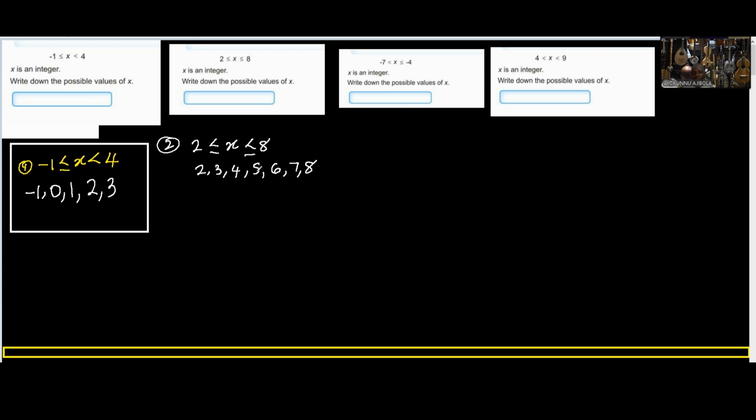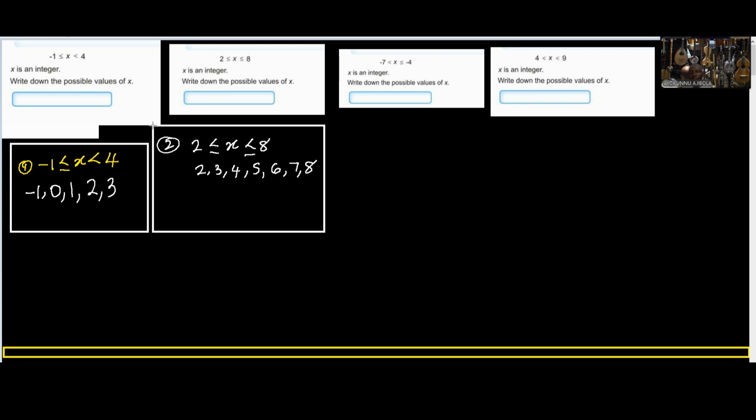Is that clear? And if 2 were less than x, then x cannot be 1. Okay? So if 2 will be smaller than x, then x cannot be 1. And 2 may be equal to x. That's why 2 is included in this one.